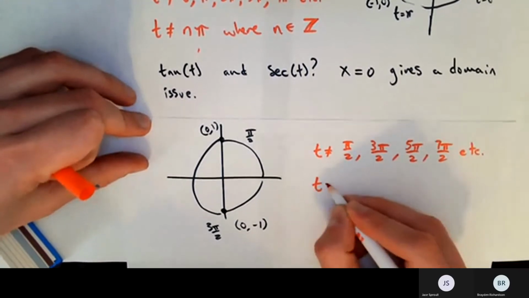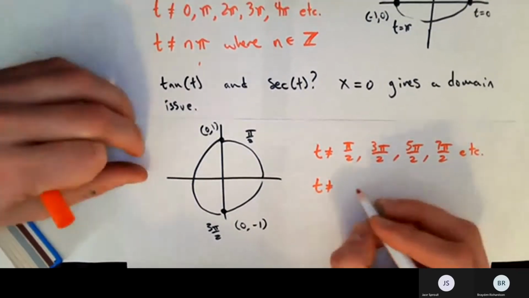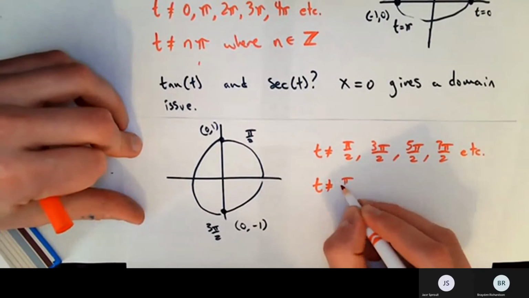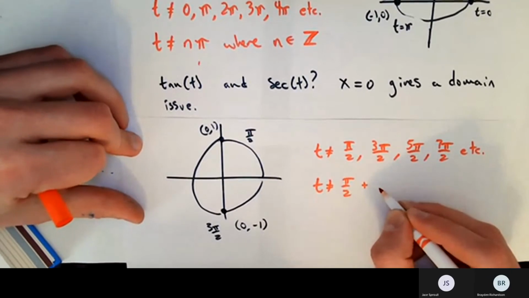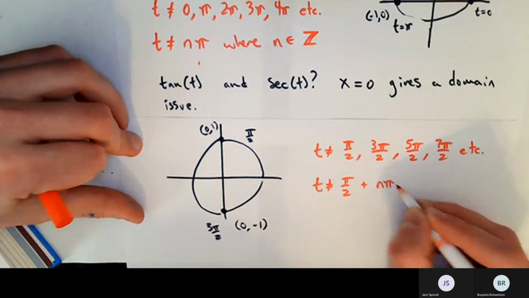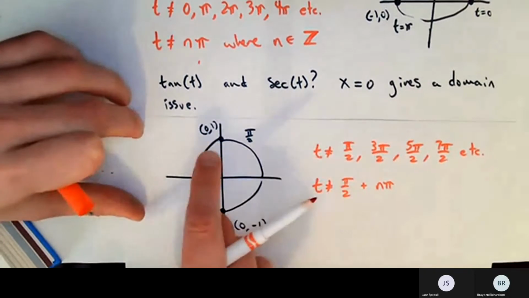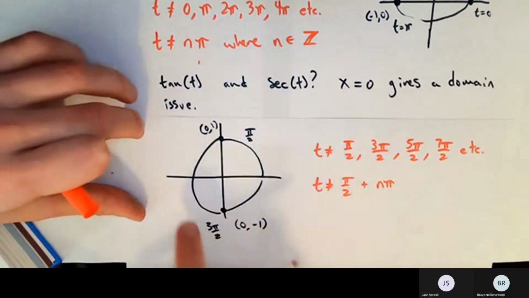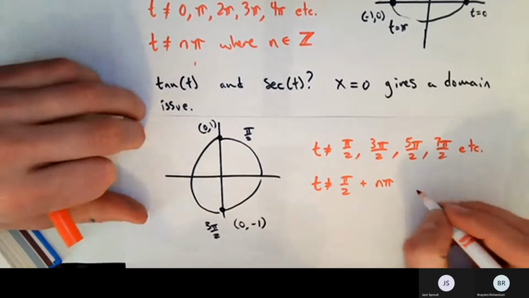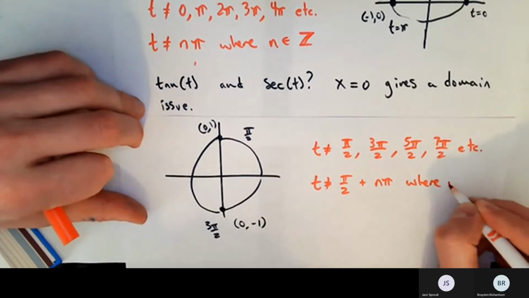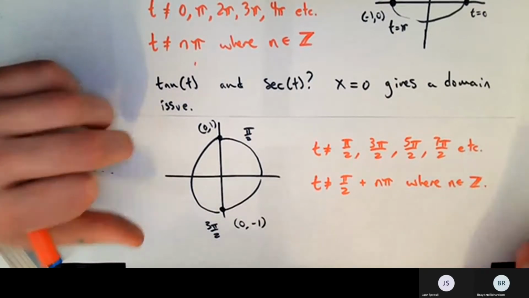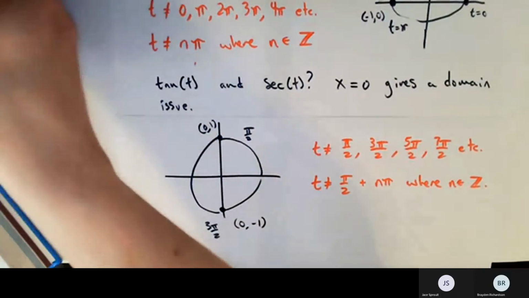How do we list that, in a nice compact way, like I did up here? T cannot be pi on 2 plus half revolutions. So we just kind of skew it. We start halfway and then we just start doing half revolutions just like we did back here. And again, where n is just an integer.